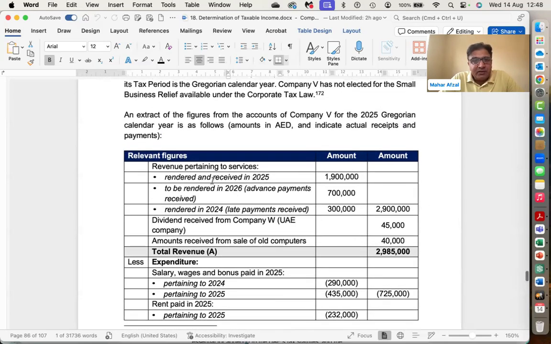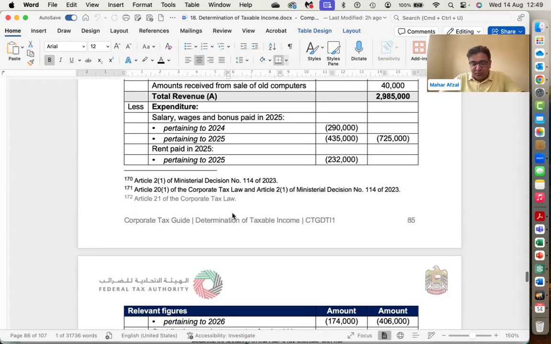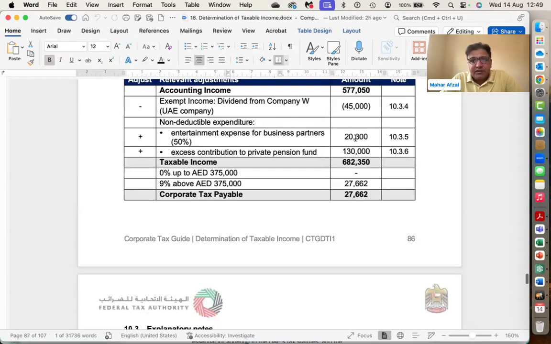Revenue pertaining to services rendered and received in 25, that is fine. Rendered in 25, payment received now, that is fine, because we are following cash basis of accounting. Rendered in 2024, late payment received, that is fine as well, because received in this period. So the result is basically 682,350. This is their taxable profit: up to 375,000, 0%, beyond that 9%.